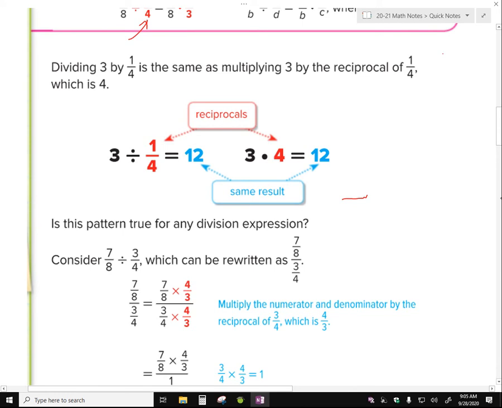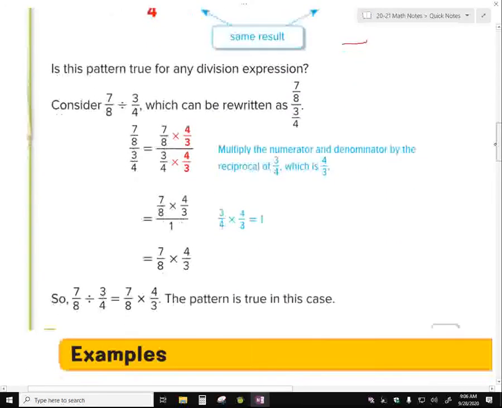Dividing 3 by 1/4 is the same as multiplying 3 by the reciprocal of 1/4. For example, 3 divided by 1/4 equals 12. 3 multiplied by 4 is 12. So the multiplicative inverse or the reciprocal of 1/4 is just 4 over 1, which is 4. This is the pattern for any division expression.